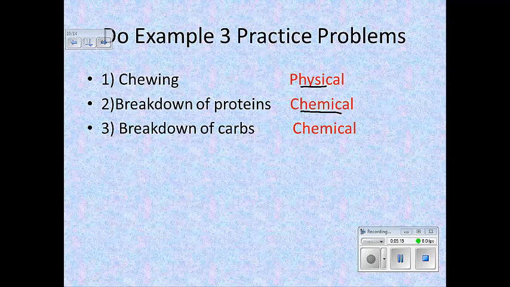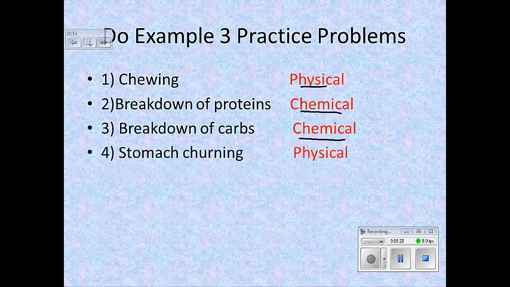Now, breaking down of carbs, it's starting out as a carbohydrate, ending up as sugars. That's going to be a chemical change. It started out as one thing, changed to another. Stomach churning, just because your stomach's mixing those two things together doesn't mean a chemical reaction is taking place. So we're calling that physical.